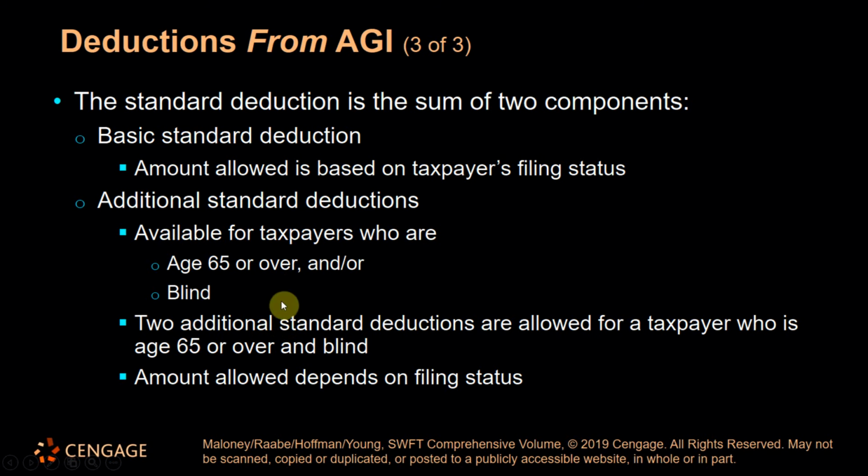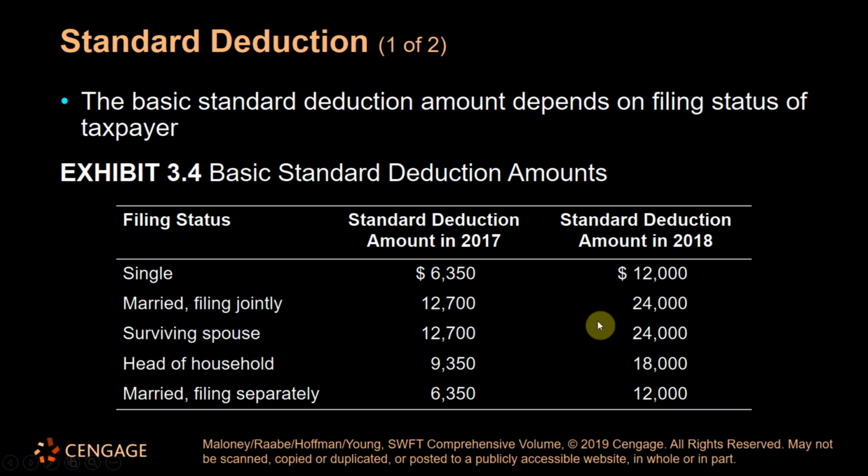So the standard deduction then is a sum of really two components: the basic standard deduction, for example, for a single taxpayer or for married filing joint, and then additional amounts are added for taxpayers over 65 and or blind. So these are the amounts, then: $12,000 for 2018 for the standard deduction.